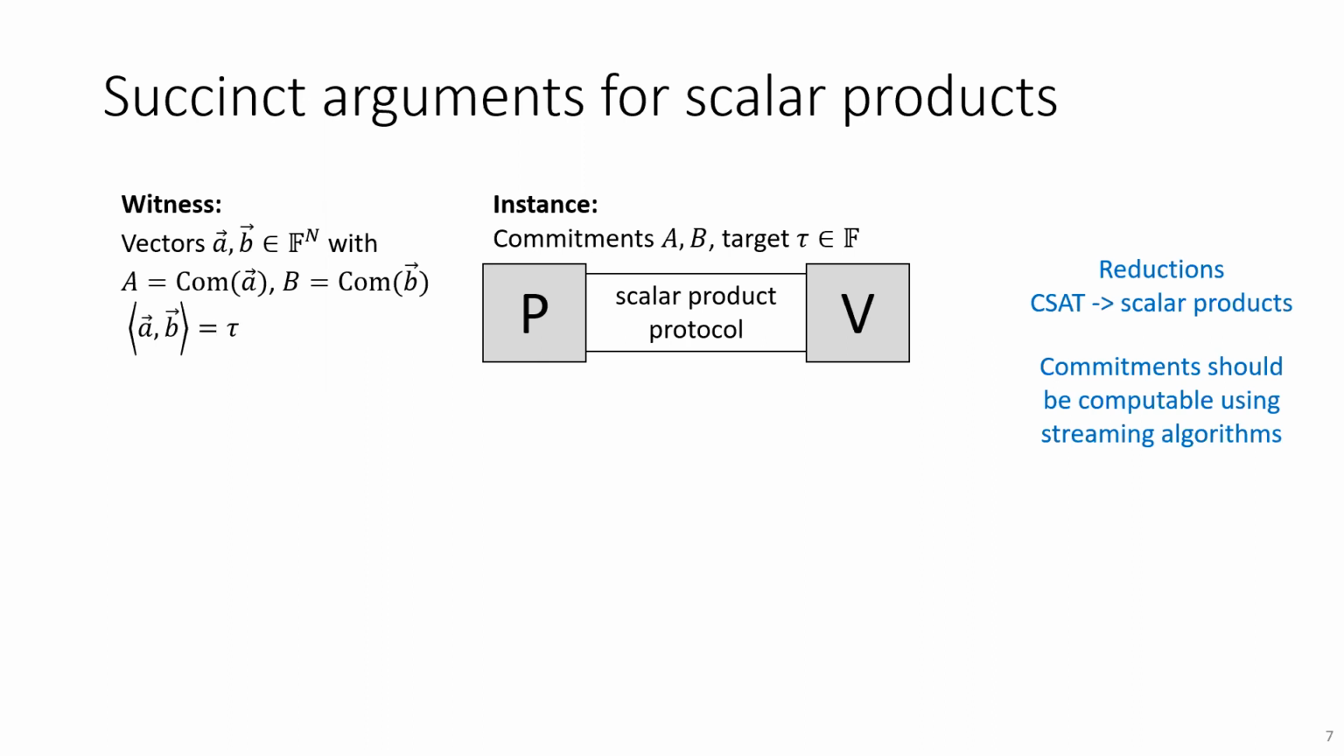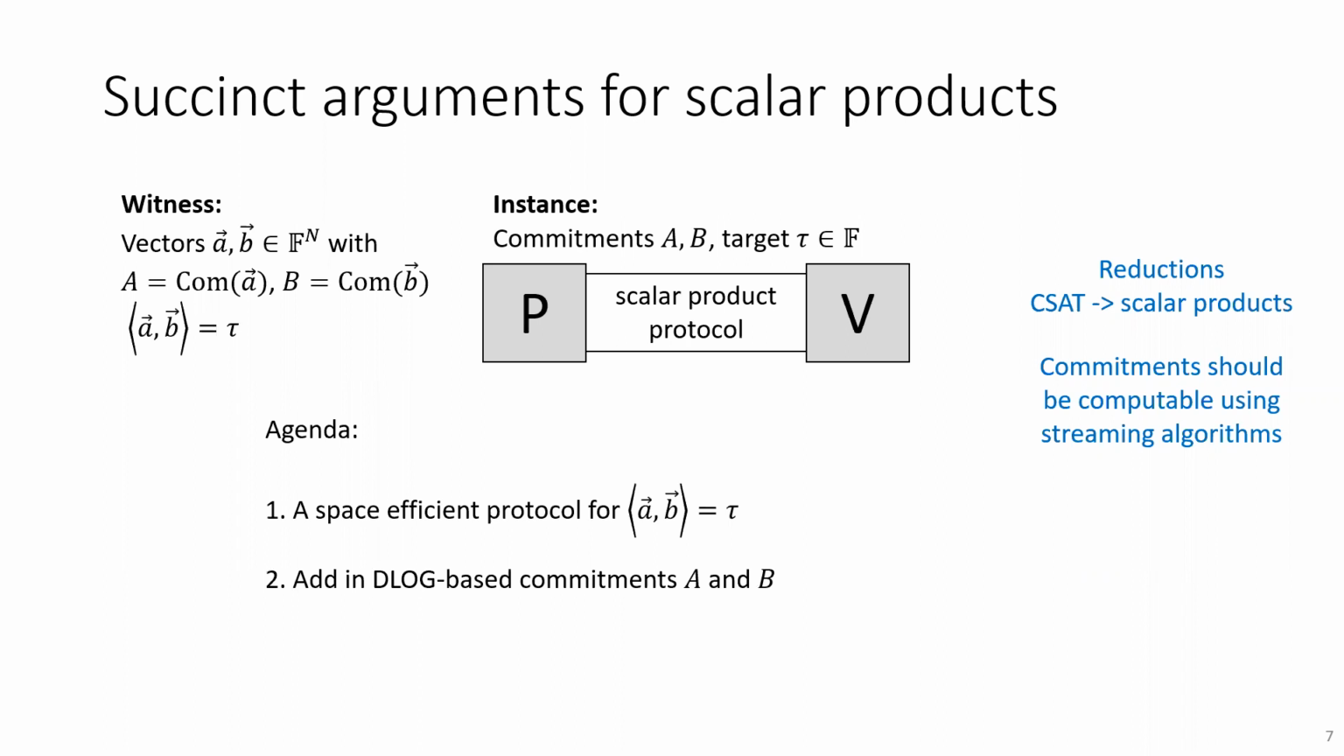And this is okay to do because there are reductions from circuit satisfiability to these scalar product protocols. And this works with an efficient streaming prover, which doesn't use memory much, as long as the commitments themselves are computable using streaming algorithms. So the agenda for this talk is going to be, firstly, a space efficient protocol for just scalar products without any commitments. Then the next part is going to be to add in some discrete logarithm-based commitments, A and B, into this protocol. And then finally, we're going to consider how far this protocol might generalize to other types of assumptions to give us other types of memory-efficient succinct arguments. So that's the plan for the talk.